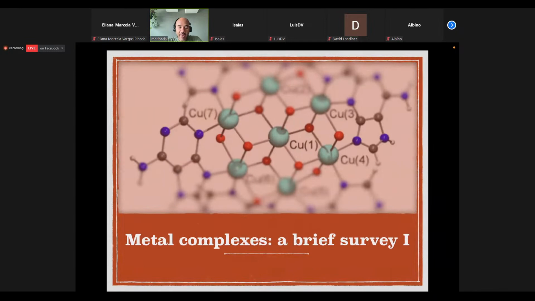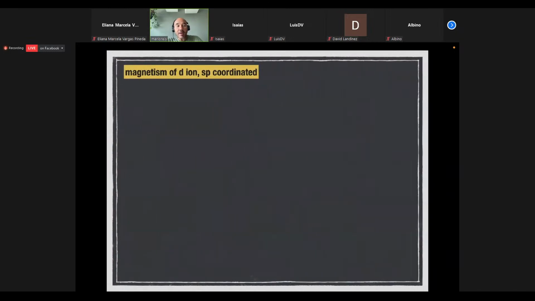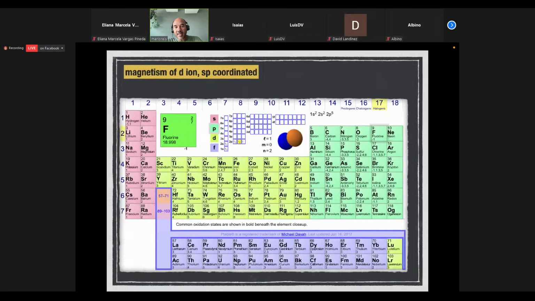Well, how can I start this talk discussing physics? I will start this talk discussing the properties of the material, the metal complexes. Let's see first this periodic table.